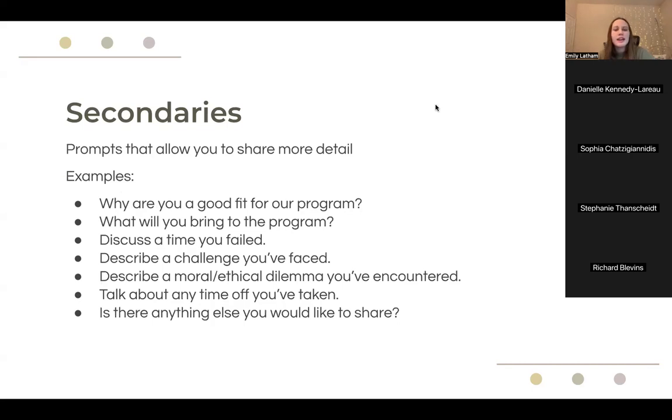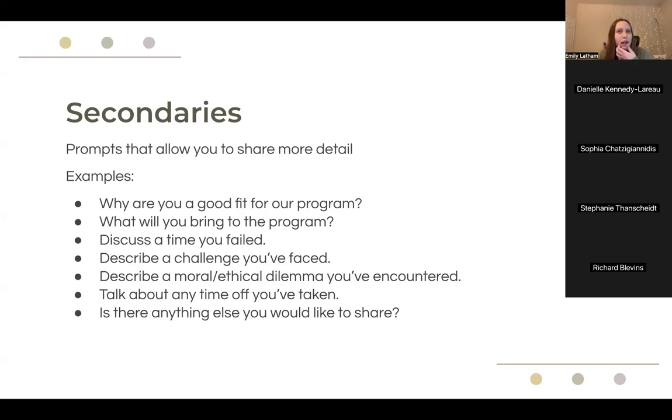Okay. And secondaries are prompts that allow schools to get to know you better. Some examples of common secondary questions are: Why are you a good fit for our program? What will you bring to the program? Discuss a time you failed. Describe a challenge you faced. Describe a moral or ethical dilemma you've encountered, and talk about any time you've taken off.